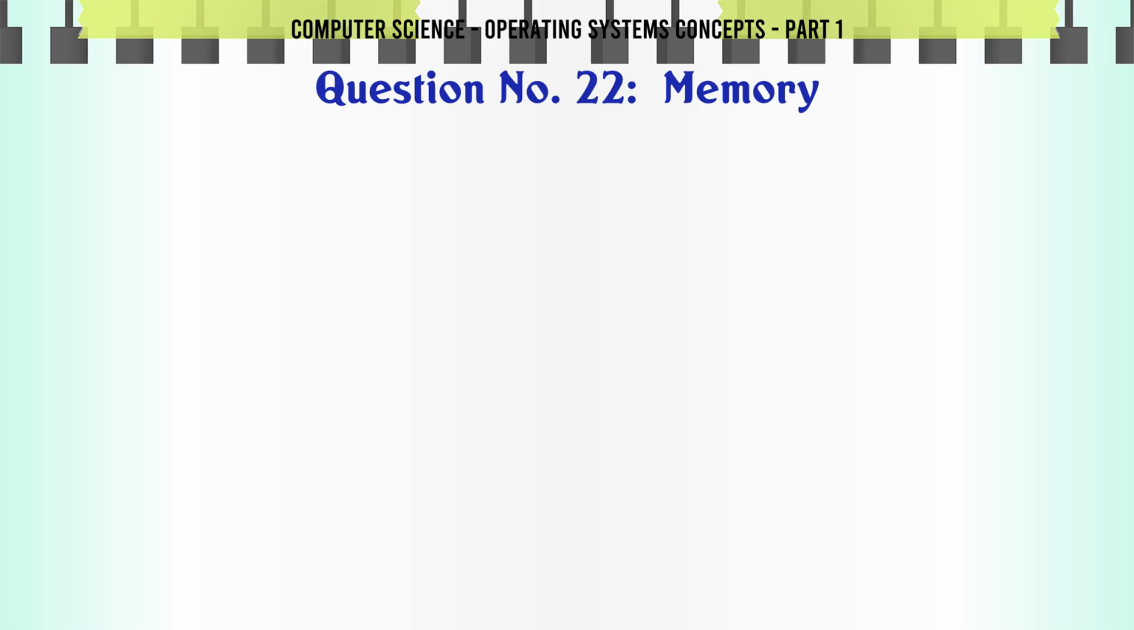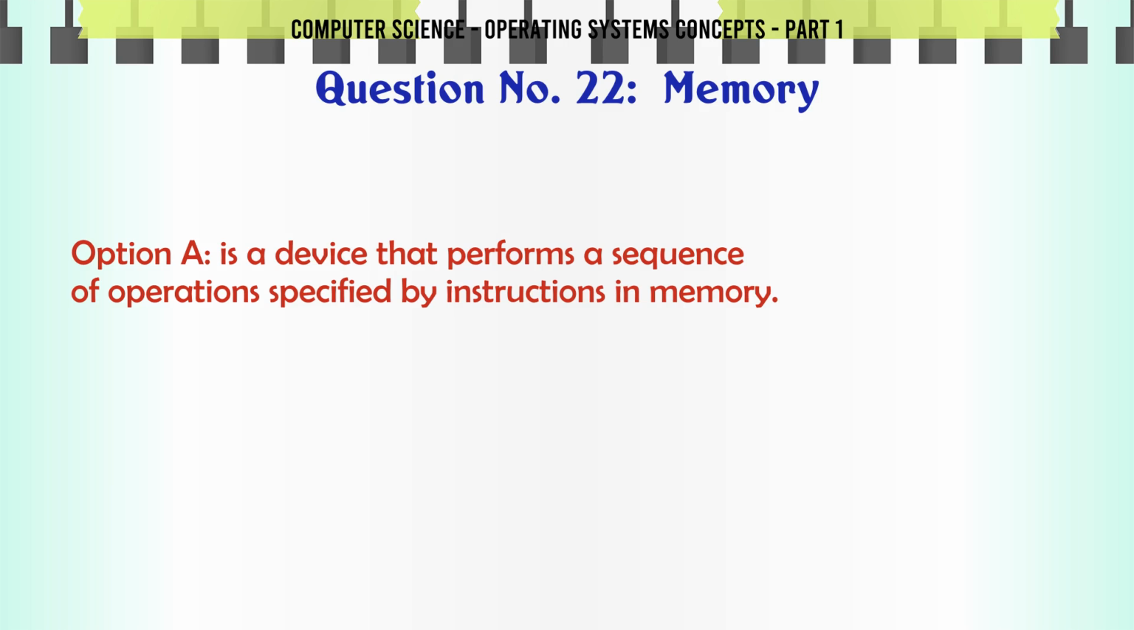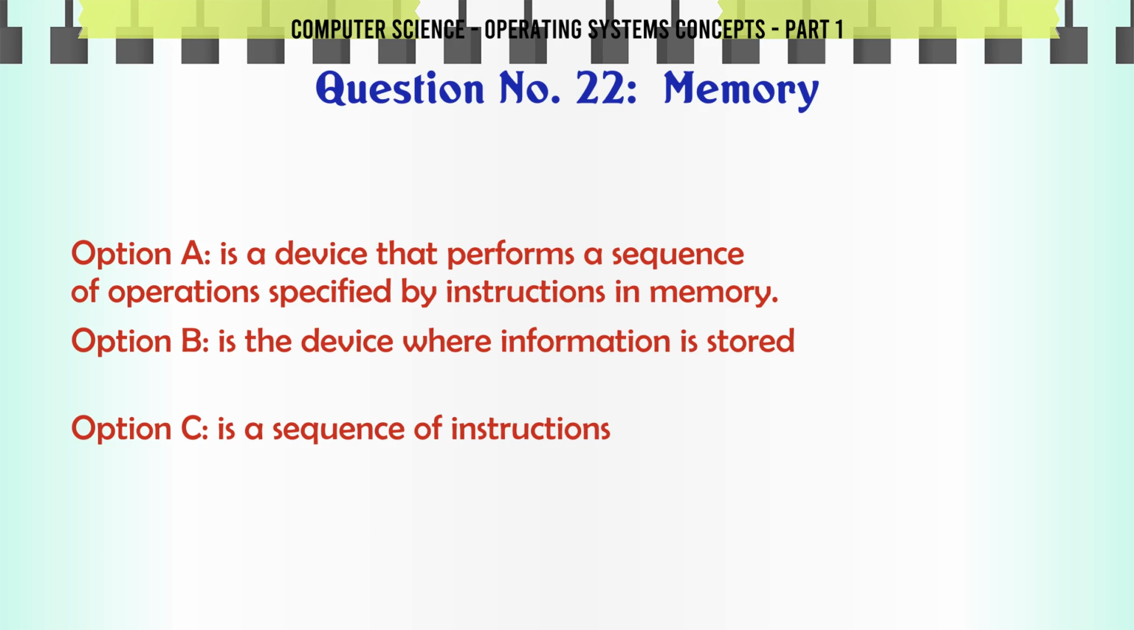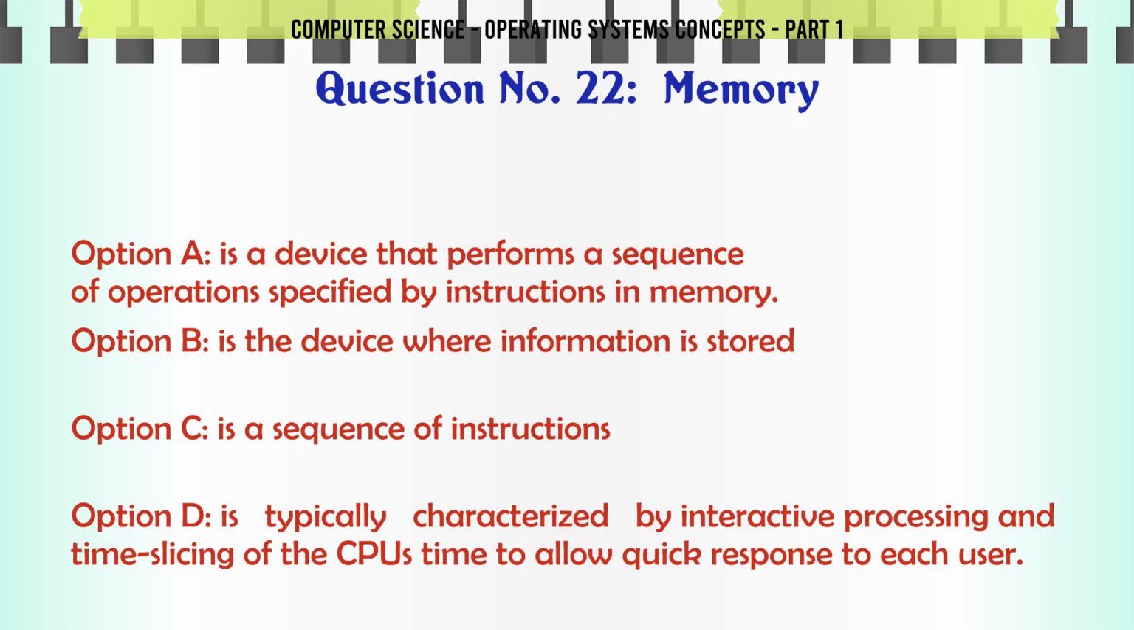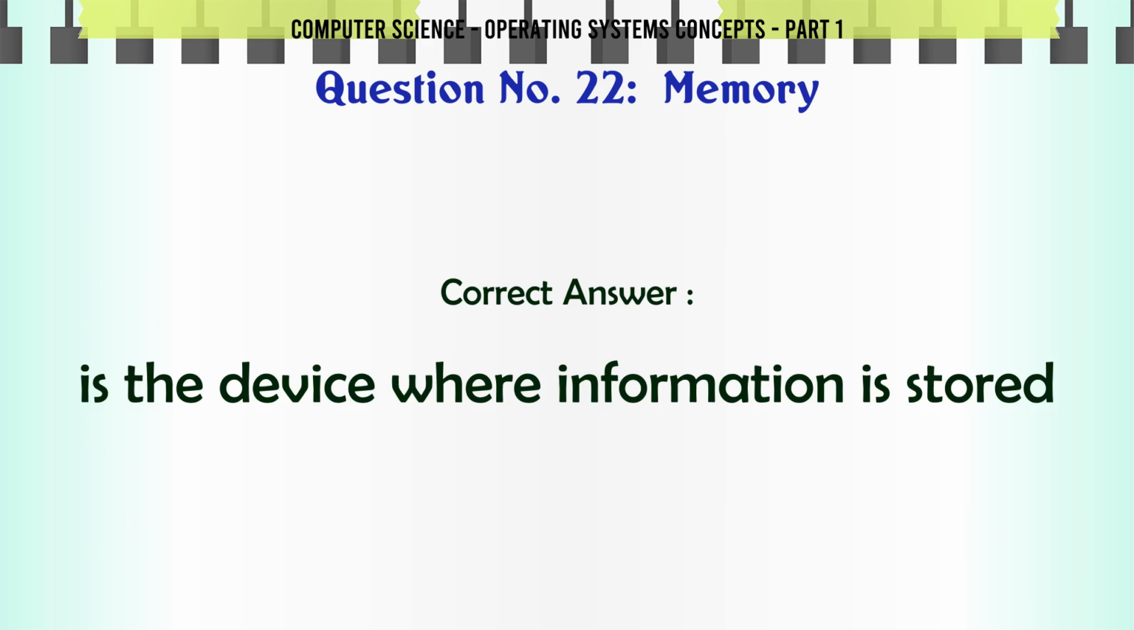Memory. A. Is a device that performs a sequence of operations specified by instructions in memory. B. Is the device where information is stored. C. Is a sequence of instructions. D. Is typically characterized by interactive processing and time slicing of the CPU's time to allow quick response to each user. The correct answer is the device where information is stored.